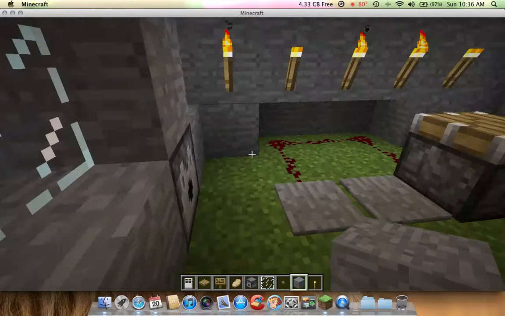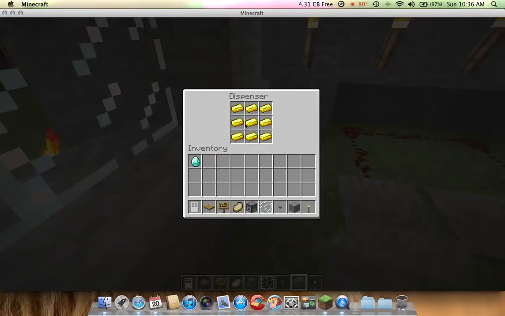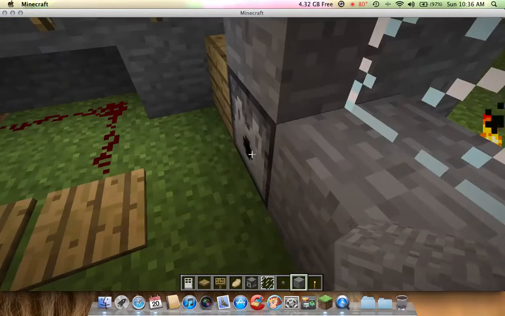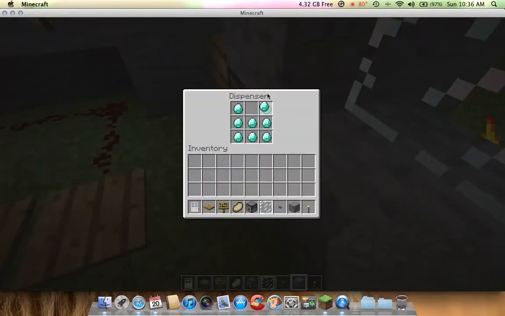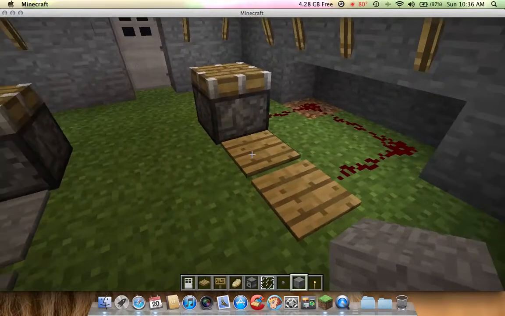I have two pistons here. For a recap, I have a dispenser of gold and a dispenser of diamond. This is obviously creative.